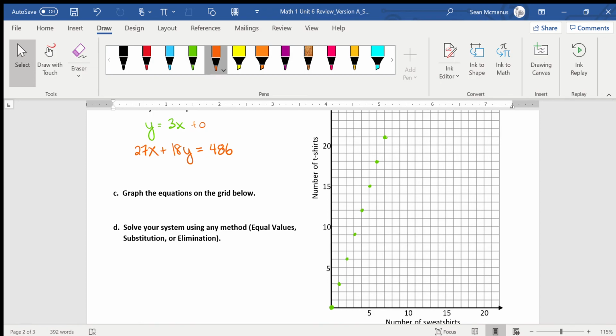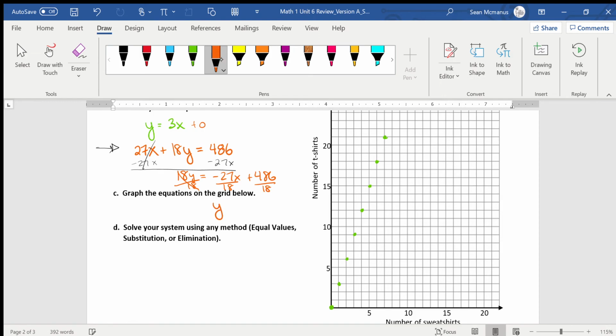The second one's a little bit trickier though. I have to solve for y. If I want to graph this equation, I don't have to, but I'm going to solve for y. That's the best way, the way we really learned how to do it. So I'm going to subtract 27x from this side and do the same thing over there. I'm going to end up with 18y equals negative 27x plus 486. And then I'm going to divide away the 18. If I do it to one, I've got to do it to this one and this one.